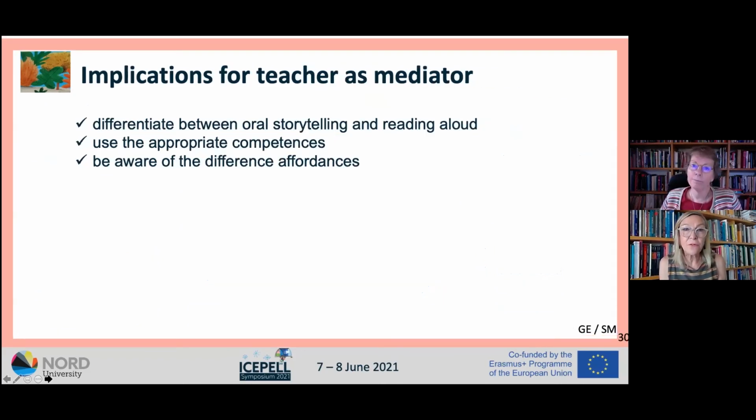Okay, so to finish then, we'd like to consider the implications for the teacher as a mediator in a read-aloud. And we can see that it's really important that teachers are able to differentiate between the performances of oral storytelling and reading aloud from a picture book, because they're both different. And to be aware of and practice and rehearse the necessary competencies and techniques required for each in order to be spontaneous and fluent and to recognize the different affordances for the child.